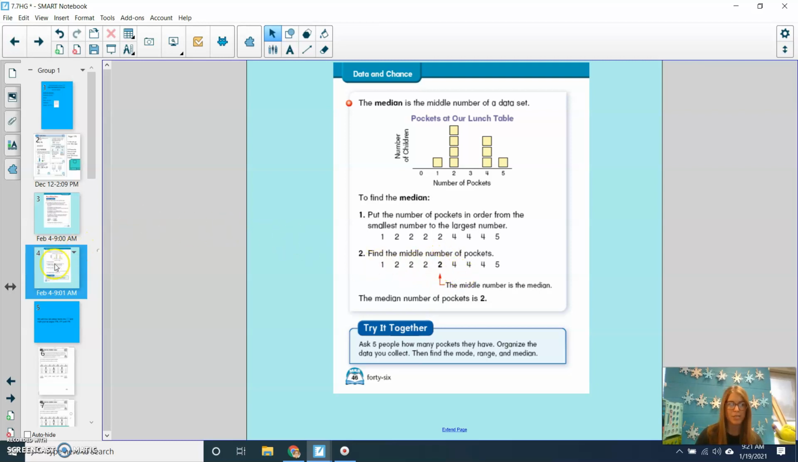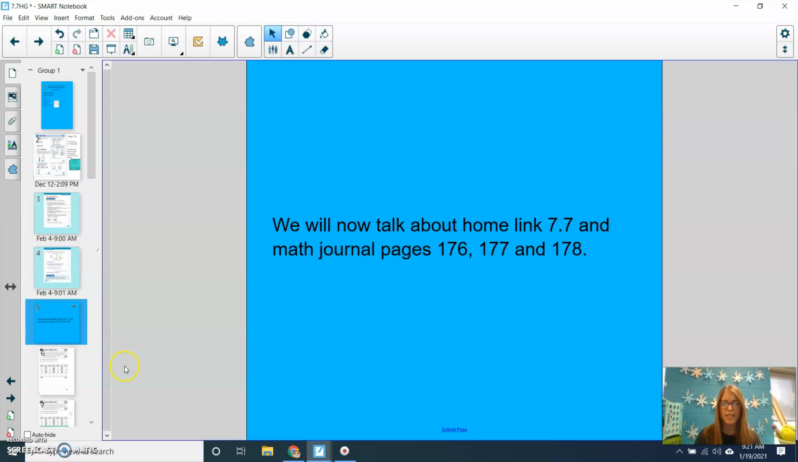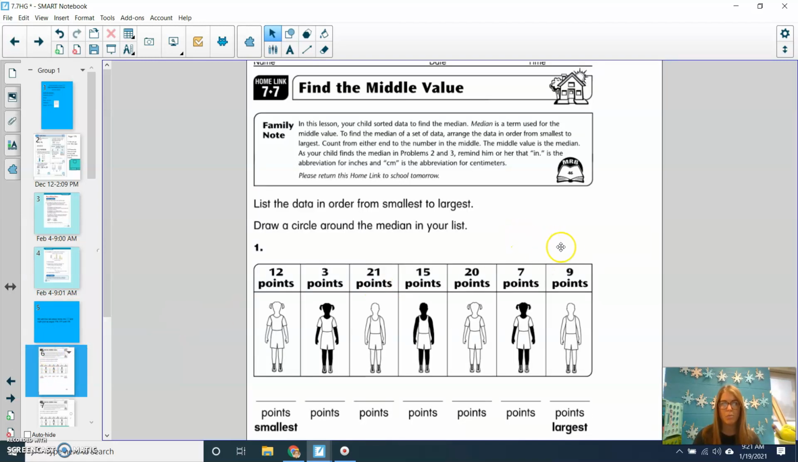Let's practice some together today using that HomeLink. So if you can take out HomeLink 7.7. In this example, we have some students that scored some points. So what we want to do first is put the points in order from the smallest amount of points to the largest amount of points. Could you press pause and put these numbers in order, again from smallest to largest, and then press play when you're ready for the next part.